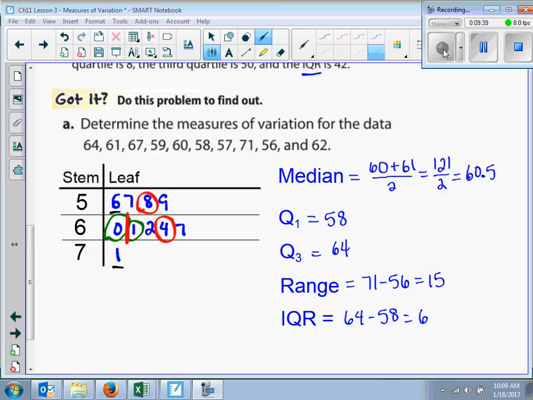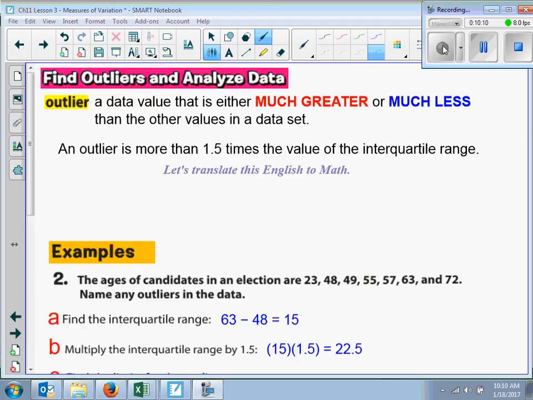Is everybody clear? Now, I want to let you know that if your interquartile range is a low number, that means that your data for that middle half are very close together. Okay? So if your range is low, then the numbers are very close together. Okay? Is there an outlier?